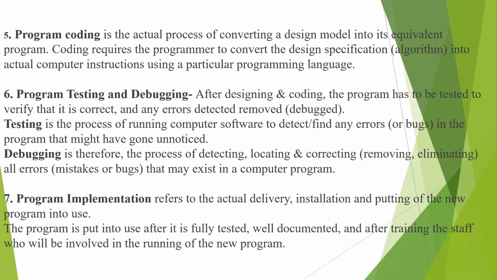The sixth step is program implementation. Once you have identified the errors and you're sure that the program is correct, you run it, and the program is able to run and is going to give you the outcome that you needed. You can now start implementing the program.